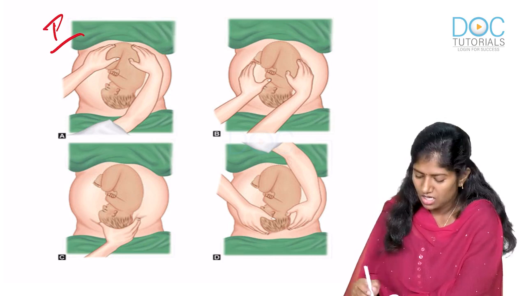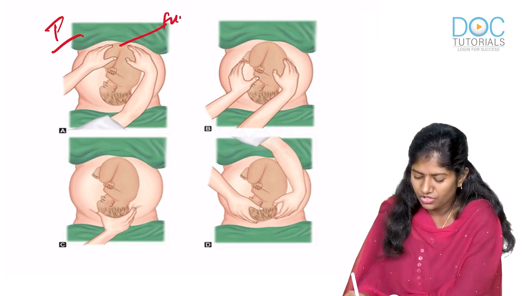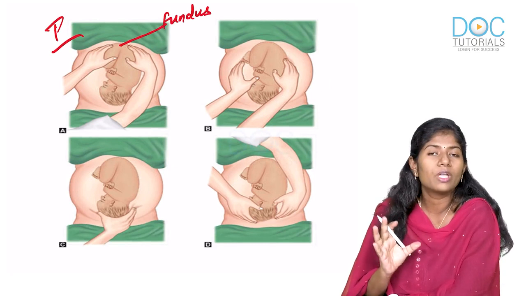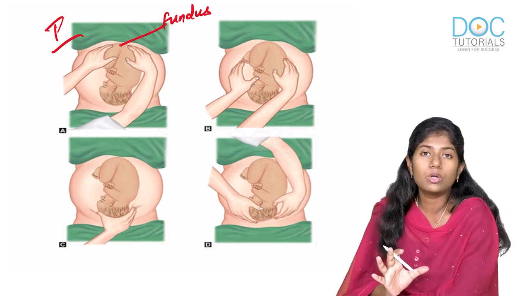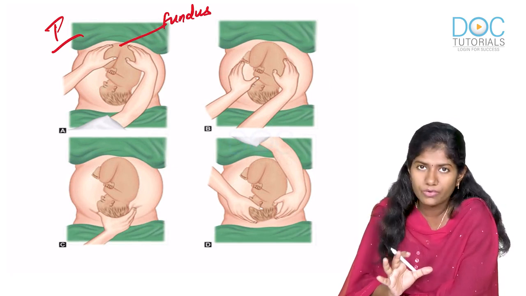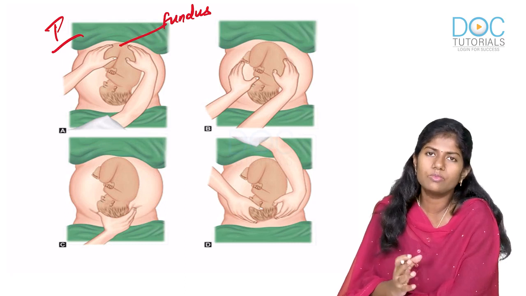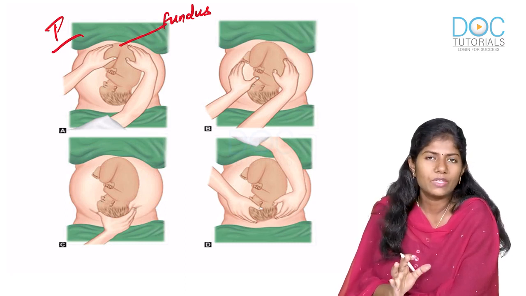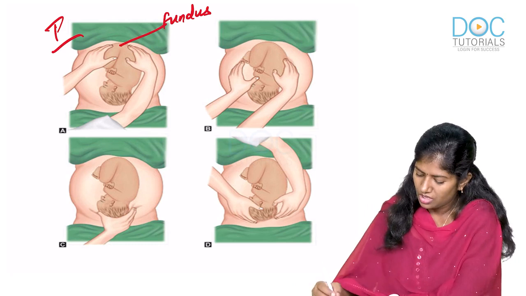This is the fundus of the uterus, and what you feel here is a soft, broad, not independently ballotable mass which is suggestive of breech. Not always breech, but most of the time breech. Okay. In cephalic presentation, so lateral grip.